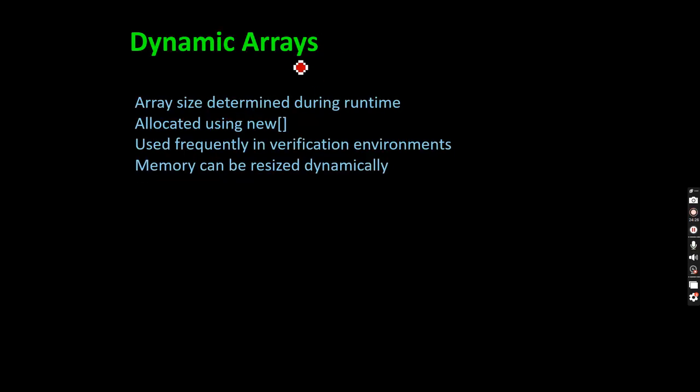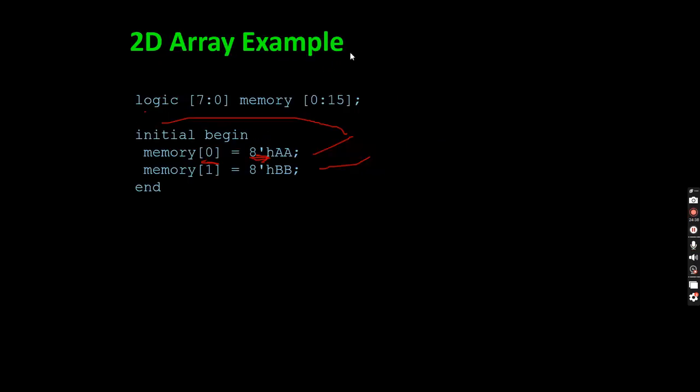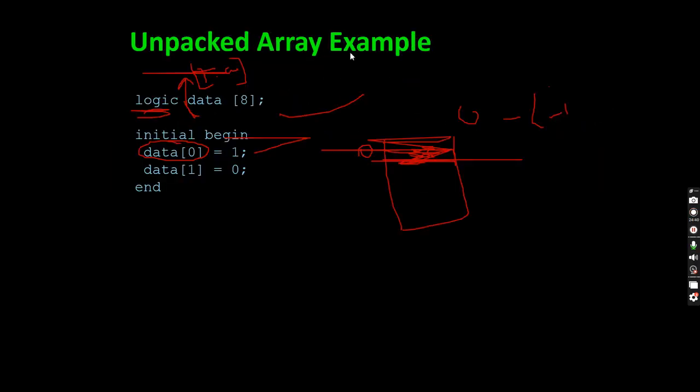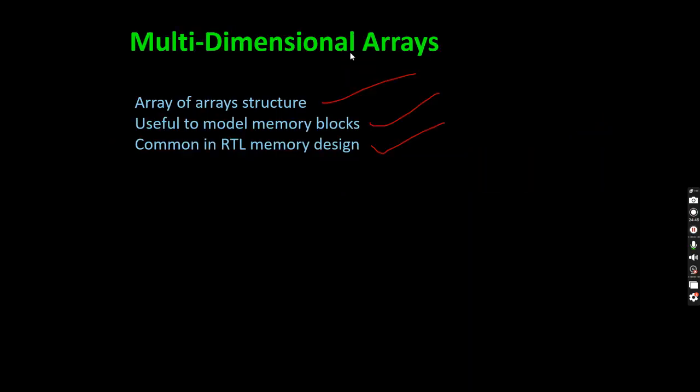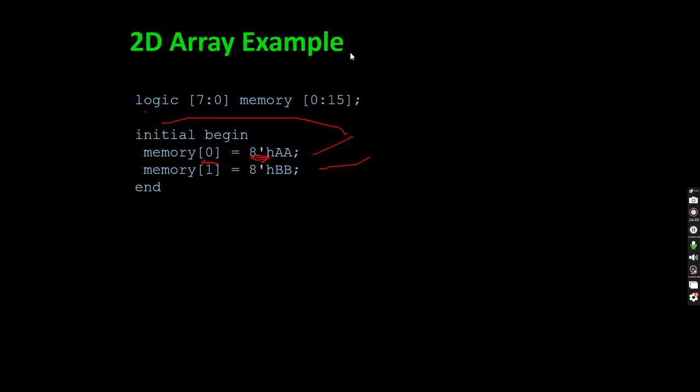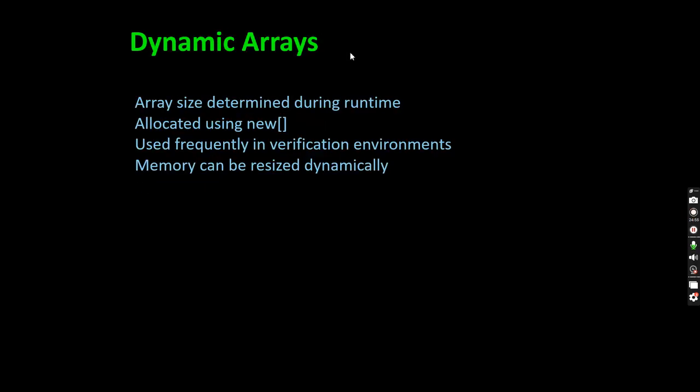So dynamic arrays. Up to now we learned just simple fixed arrays. Now we are going to learn about dynamic arrays. For fixed arrays, the memory will be allocated at compilation time only. But that will consume more time. What if you want to allocate the memory at runtime or simulation time? If you want to allocate the memory in the simulation time, we go for dynamic arrays.